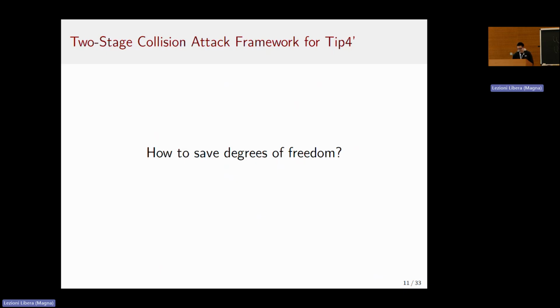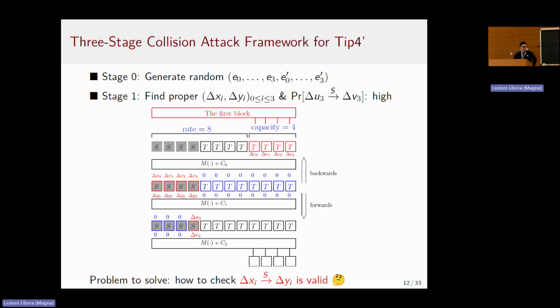So how to save the degrees of freedom? That's why we propose the 3-stage clean attack framework. So we will use multiple message blocks. Compared with the 2-stage framework, we have an additional stage called stage 0. So we will use additional message blocks to generate a random pair of the inner part, like E0, E3, E0 prime, E3 prime. Then the difference in the inner part is no more 0.